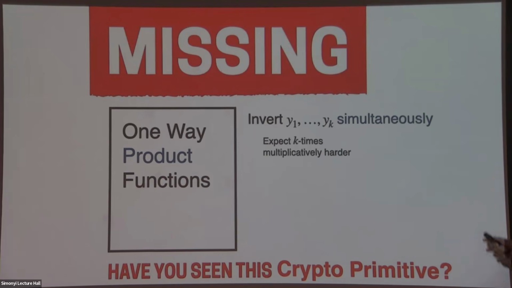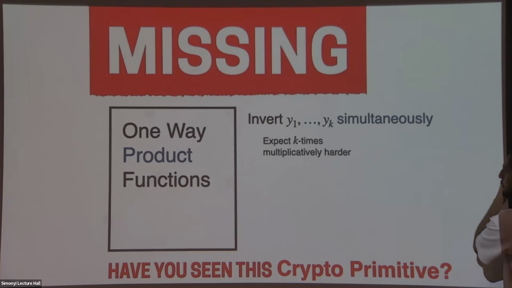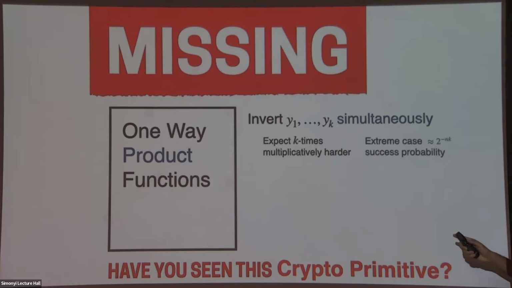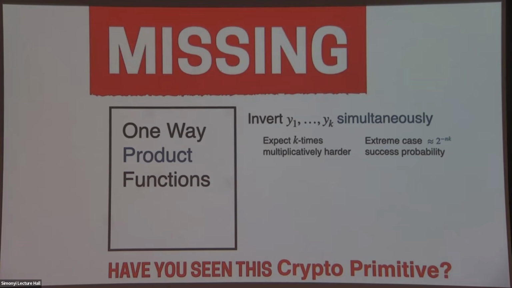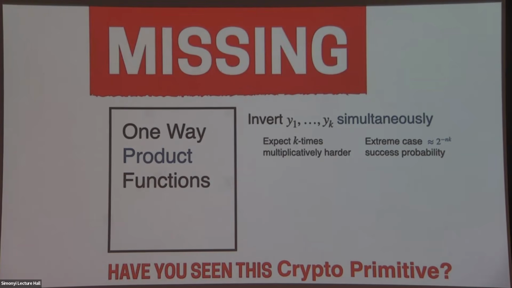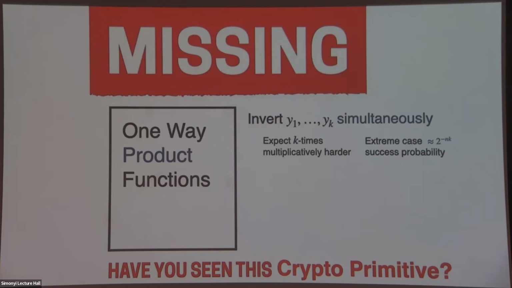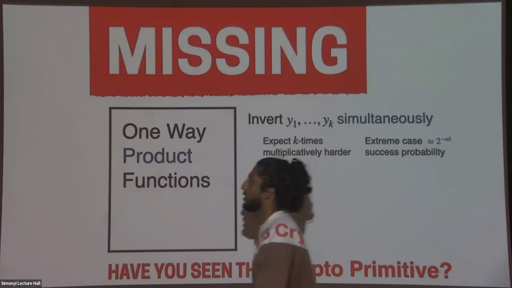So you expect a kind of multiplicative growth for each y you add here. In the extreme case, you'd expect a polynomial time algorithm to have success probability like 2 to the minus nk. It has a 2 to the minus n shot for each one of these, and these multiply together. This is a really powerful thing, a very small number, and that makes it very difficult to argue about.